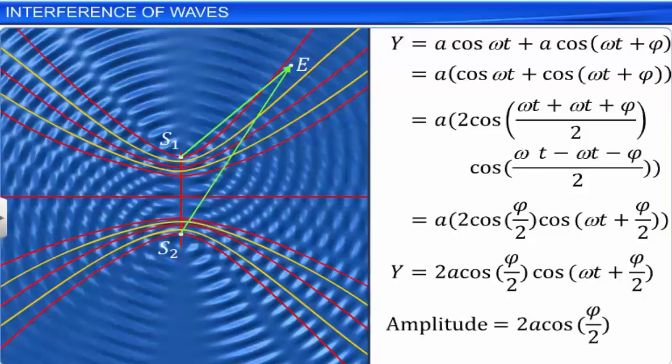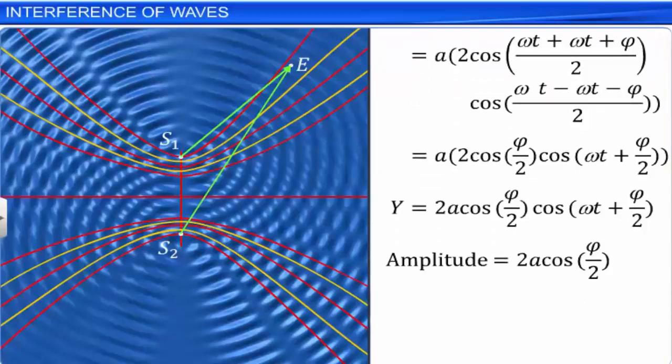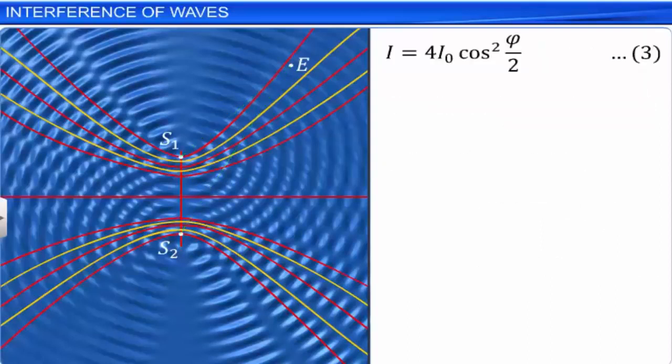Therefore, the intensity at E is I equal to 4a square cos square (phi by 2). This can also be written as 4I0 cos square (phi by 2). Let this be equation 3. Equation 3 is a general expression which enables us to find the intensity at any point on the surface.